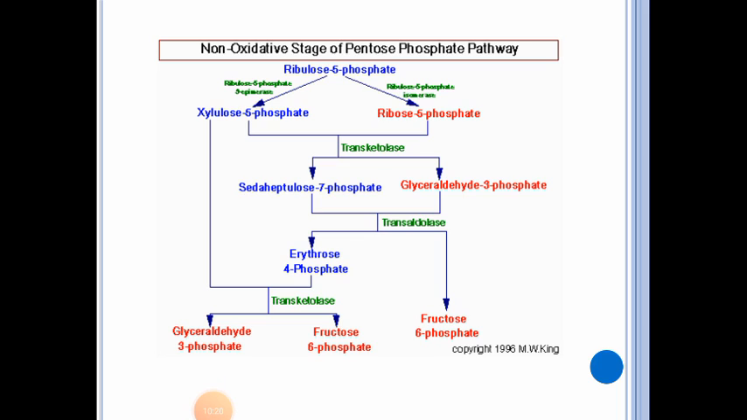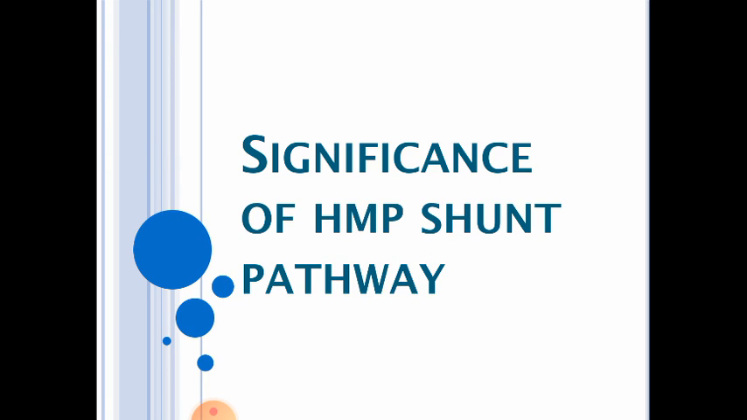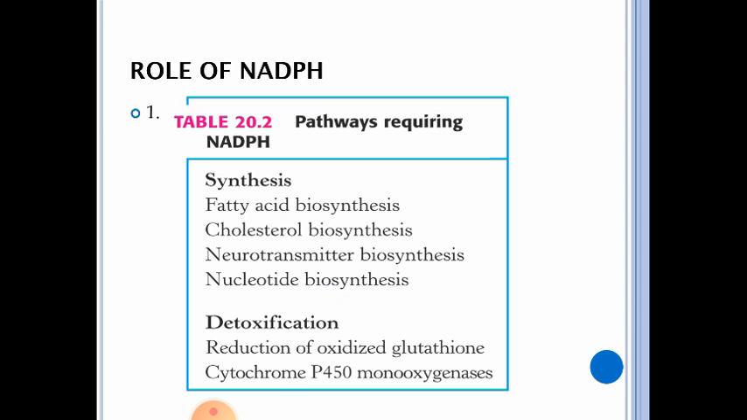So that was the steps involved in the HMP pathway. The main objective of this HMP pathway is the production of NADPH. Next, let's move on to its significance: how the HMP pathway is significant. The main objective was to yield NADPH.